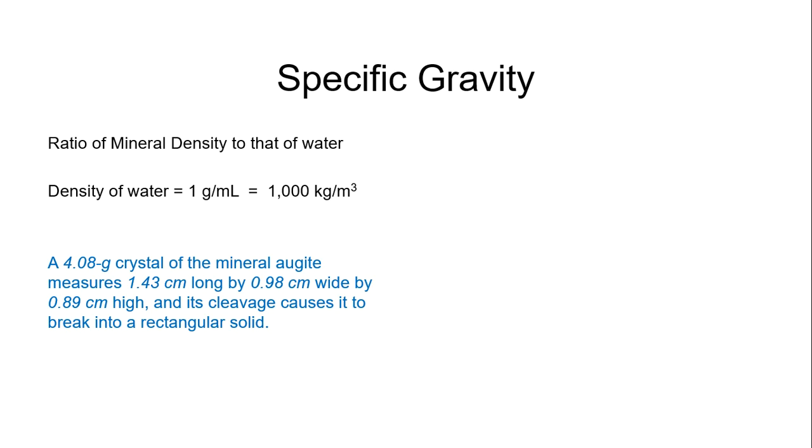So let's do a quick example. Let's say that we have a crystal that has a mass of 4.08 grams. And it's the mineral augite, and it measures 1.43 centimeters long, 0.98 centimeters wide, and 0.89 centimeters high. The cleavage of mineral augite causes it to break into a rectangular solid, so we've got more of a cubic structure. Question is, what is its specific gravity? Well, remember that density is mass divided by volume. We have the mass, 4.08 grams, but we don't have the volume yet.